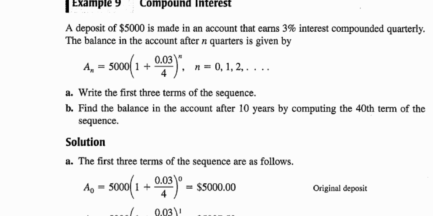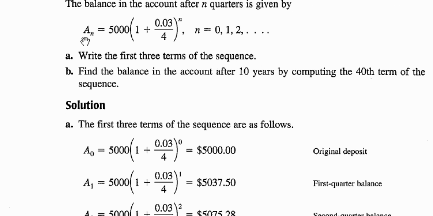All right, applications. Let's look at a compound interest problem. A deposit of $5,000 is made in an account that earns 3% interest compounded quarterly. That means 4 times a year. The balance in the account after n quarters is given by the following.